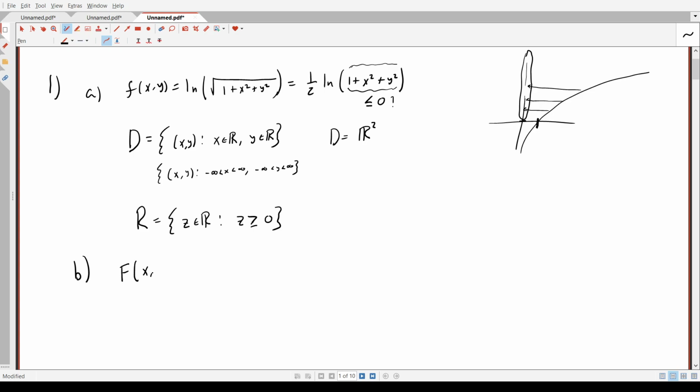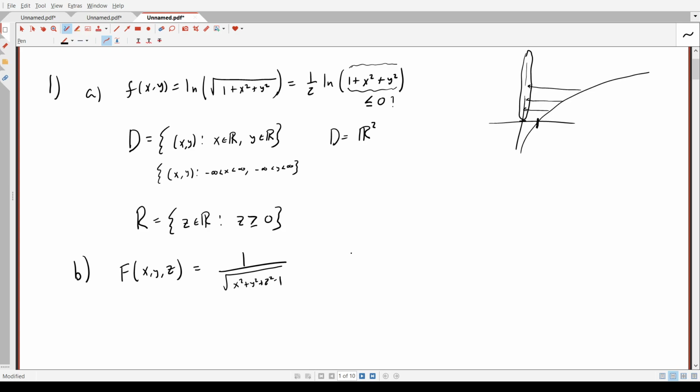Okay, so B. F of x, y, z is x squared plus y squared plus z squared minus 1. So when is this valid? What are the valid inputs? Well, I know that the denominator can't be 0 because I would be dividing by 0. And I know that whatever's on the inside of the square root can't be 0 either, and it can't be negative.